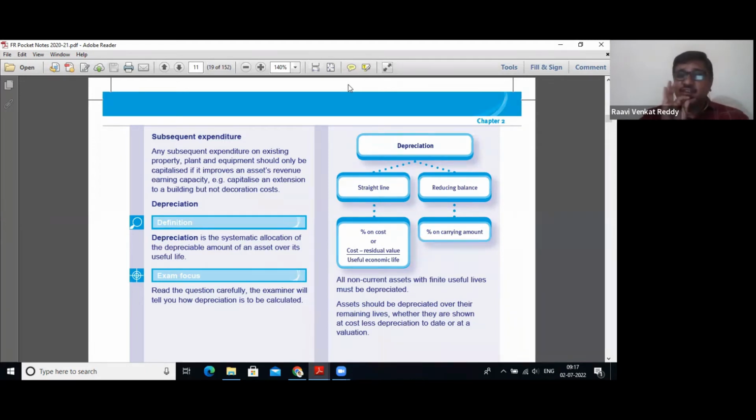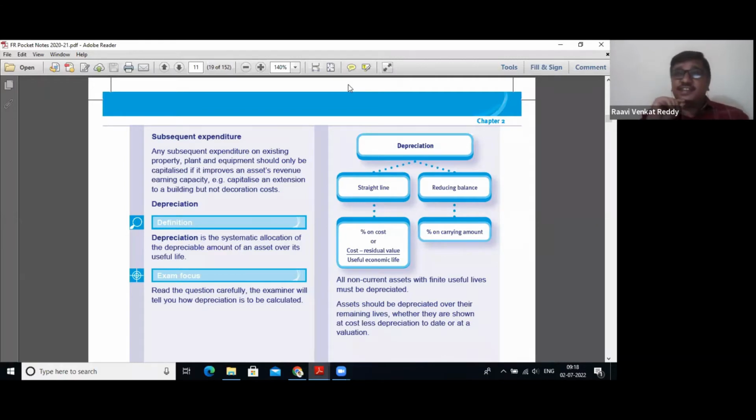Let me give an example so that you can clearly understand. Suppose I purchased a specific motor vehicle in 2019, and I assumed that the useful life of that particular vehicle is 10 years. Now, in 2022, its remaining life should be 7 years.